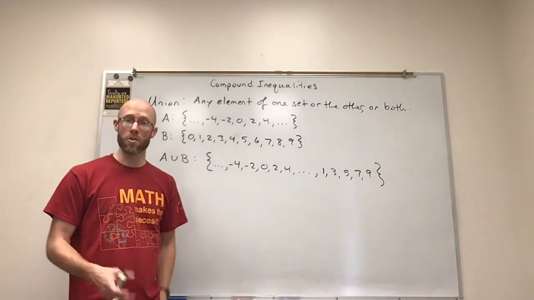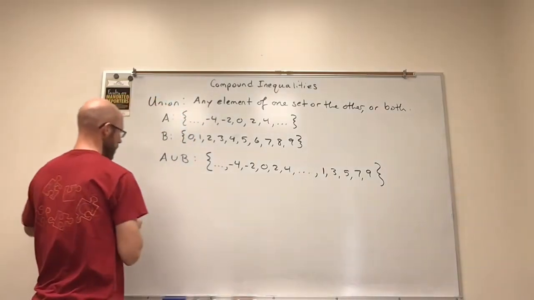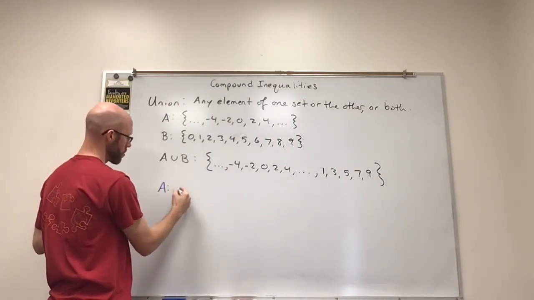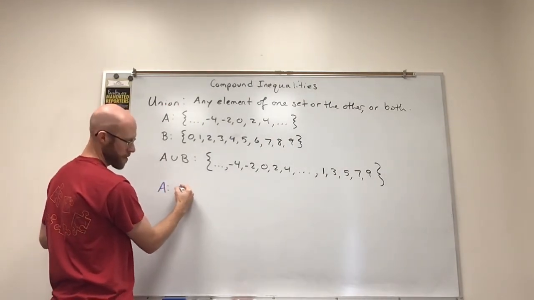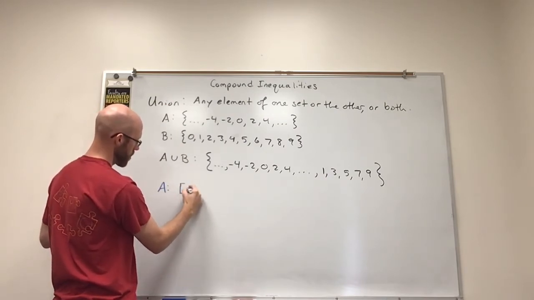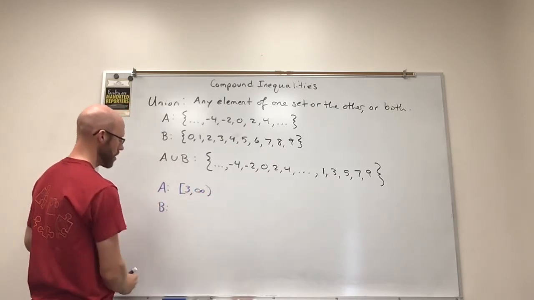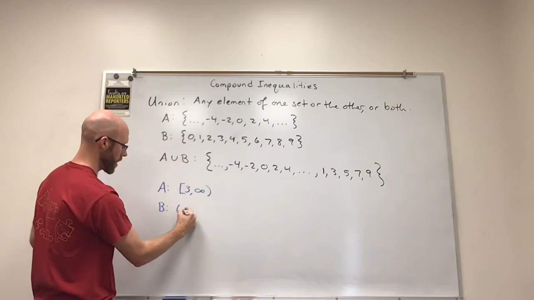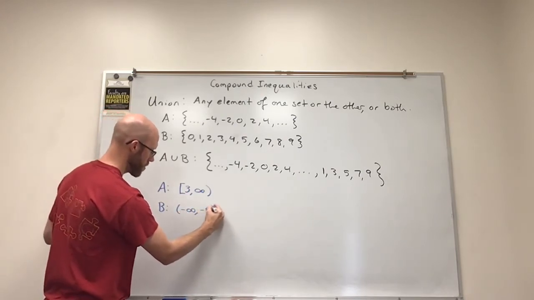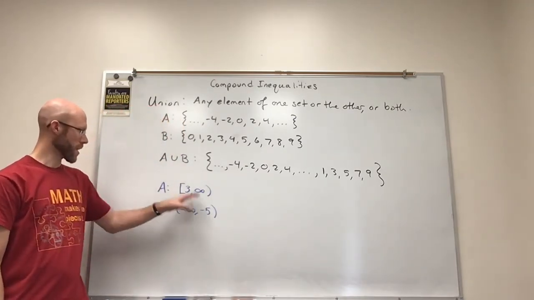We deal with intervals, we can also do unions of intervals. So if I were to take something like the interval A to be all the points from 3 to infinity, and let's say interval B is anything from negative infinity up to negative 5. Maybe I won't include the negative 5 there. So let's say I had those two intervals.